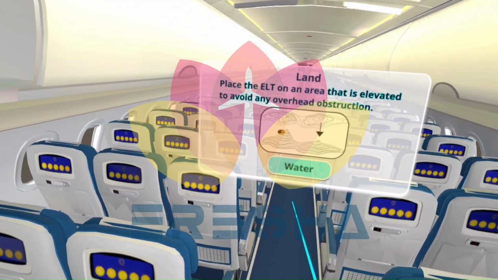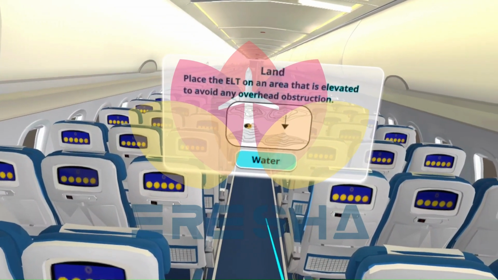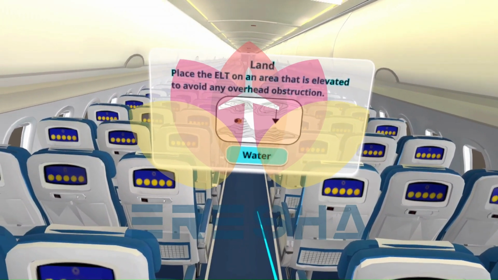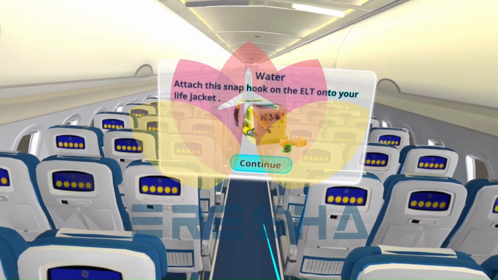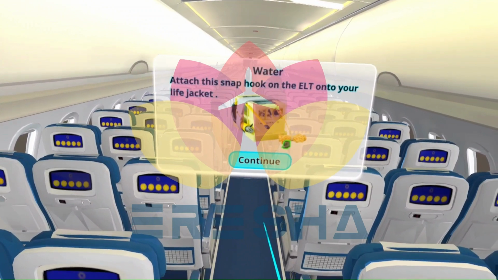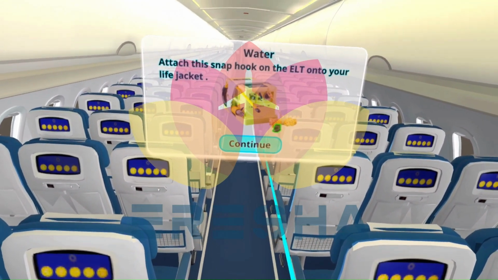Before moving ahead, it is important to understand that during a ground evacuation, place the ELT on an area that is elevated to avoid any overhead obstruction. Similarly, during evacuation in water, do not forget to attach this snap hook on the ELT onto your life jacket or the life raft.